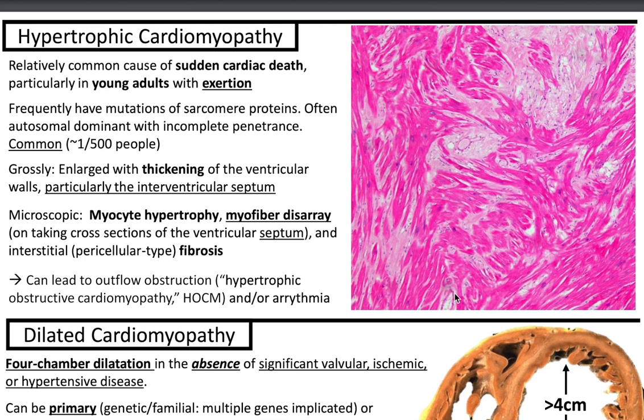Grossly, you'll have enlarged heart with thickening of the ventricular walls, particularly the interventricular septum. Microscopically, you'll see myocyte hypertrophy, as well as disarray of the myofibers on taking cross-sections of the ventricular septum, and interstitial or pericellular type fibrosis. This can lead to outflow obstruction, quote unquote HOCM, or hypertrophic obstructive cardiomyopathy, and or arrhythmia.